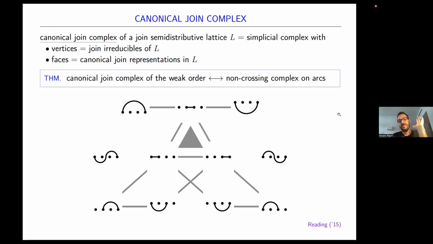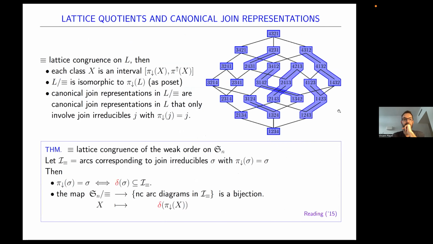Okay, so now we have done everything I needed on semidistributive lattices. I just needed to do a little bit on lattice quotients. So now what we do is that we take a lattice congruence of the weak order. A lattice congruence, again, is just an equivalence relation which respects meets and joins. So if you compute meets or joins, the class in which you arrive should not depend on the representative that you have picked in your two classes.